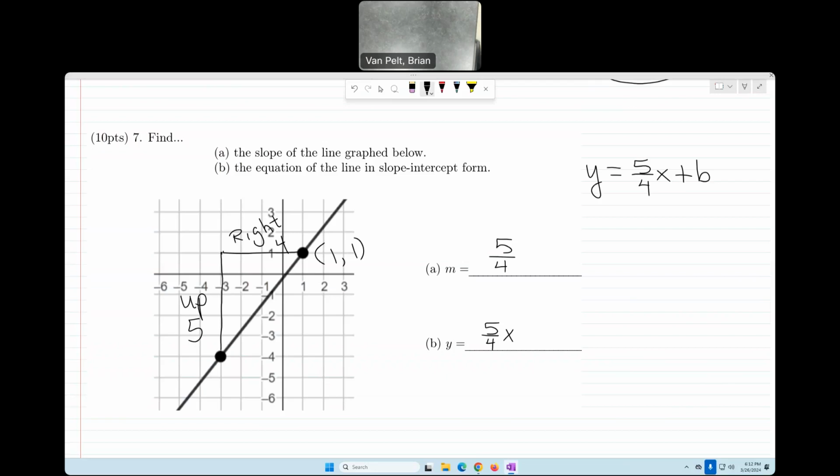So that means I'll replace y with 1, and I'll also replace x with 1. So I get 1 equals 5/4 plus b. I'll subtract 5/4 from each side. Let's see if you can hang with me on this. What it ends up being is b equals -1/4.